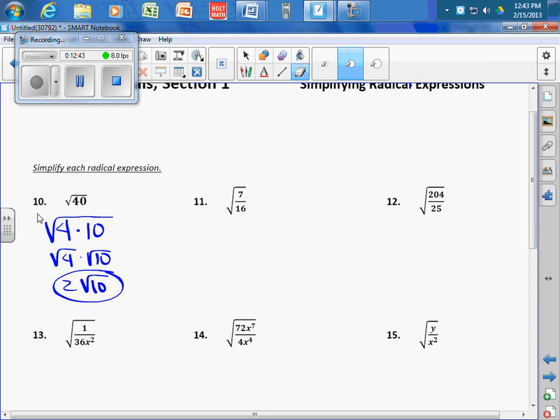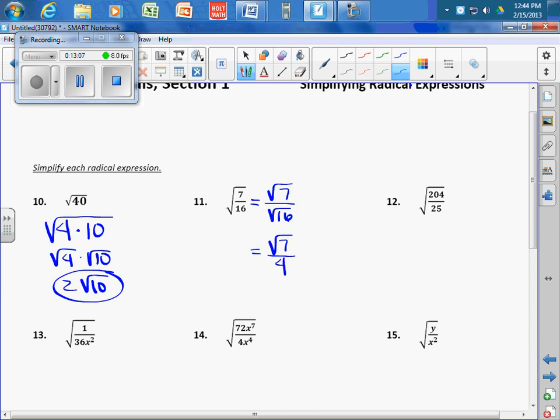Well, my freshman algebra teacher, Jim Myers, always told me the square root of the whole thing is equal to the square root of the parts. So I could take the square root of 7 in the numerator and the square root of 16 in the denominator, and I know what the square root of 16 is. I can't simplify the square root of 7, so I leave it radical 7 in the numerator. The square root of 16 in the denominator is 4, so your answer is radical 7 over 4.